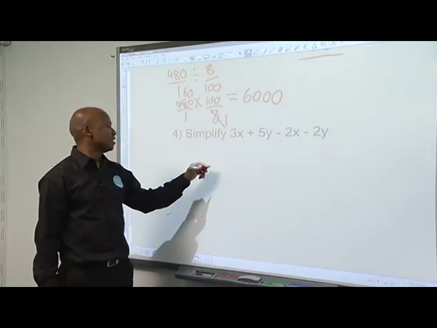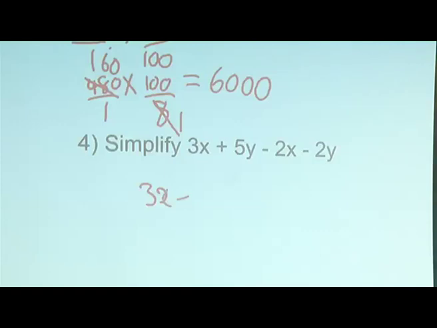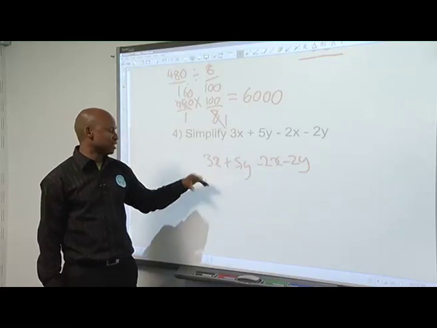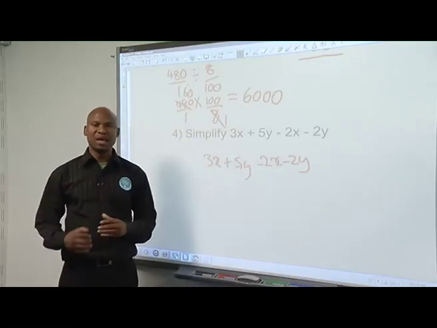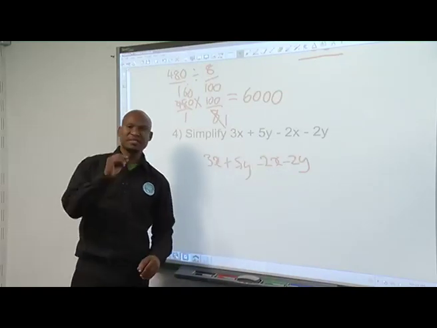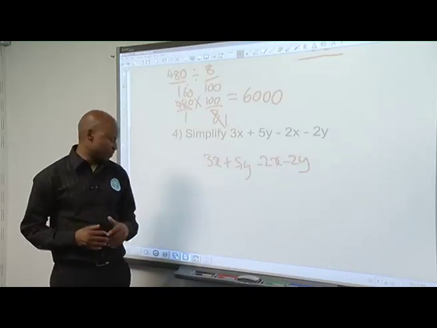Now we are going to simplify here. We have 3x plus 5y minus 2x minus 2y. The question says simplify, which means the answer will still be in terms of the two unknown variables, x and y. How many terms do we have here? 1, 2, 3, 4. Let's see how many terms will be left after simplifying.